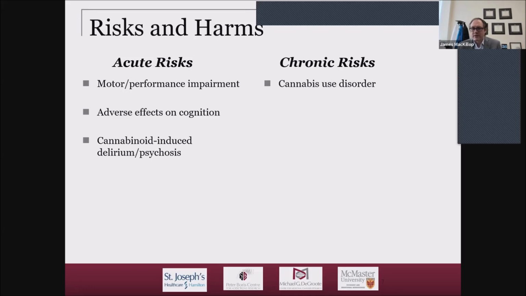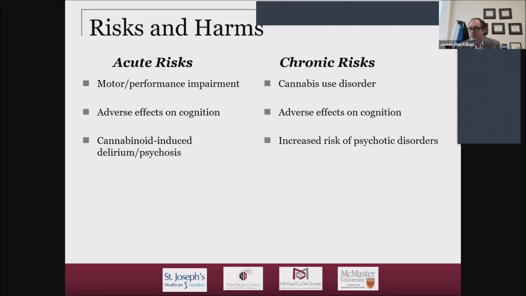When we think about chronic risks of using over time, there's cannabis use disorder, that is, developing a substance use disorder when it comes to cannabis. There are enduring effects on cognition that can persist beyond just a single episode and result in more global deficits that can be, in some cases, long-standing, in some cases, short-term. We'll talk about duration over the course of the talk.